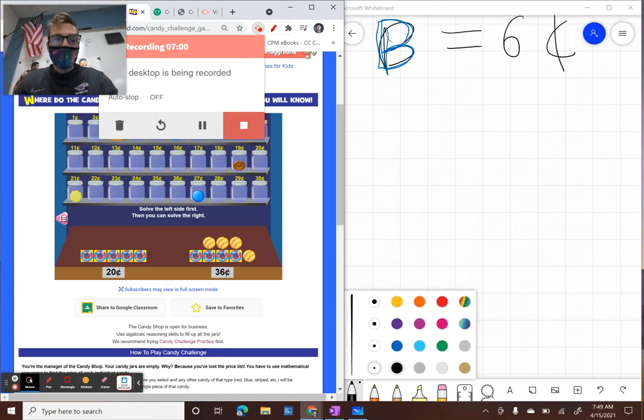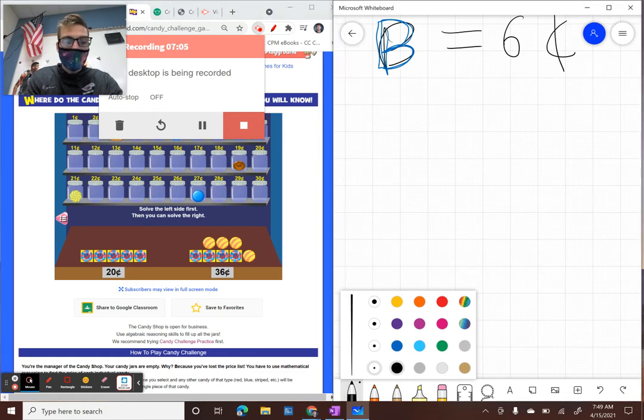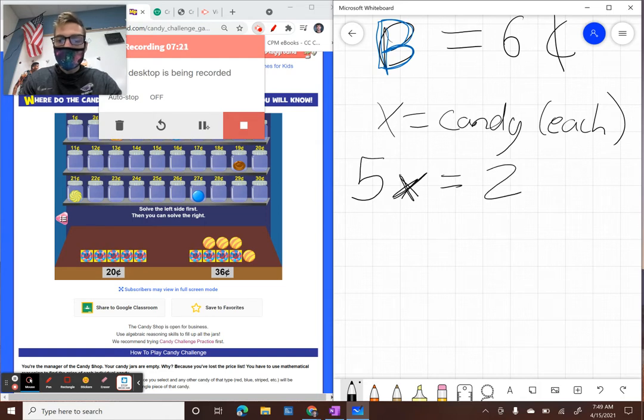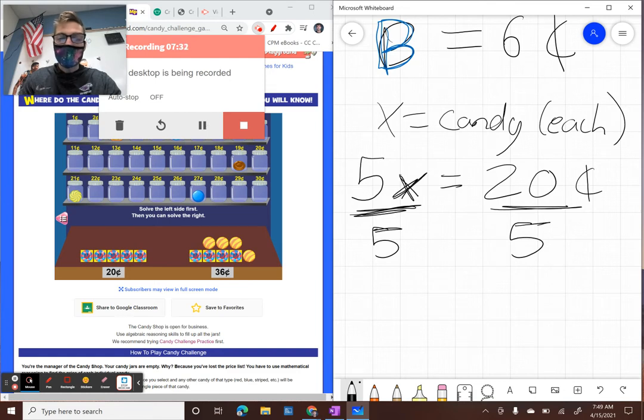All right, so hopefully you've had a chance to try to set it up. So here, since we have our 5 candies on the left side, we're going to go 5 times, we'll use X as our missing candy for each of the costs. So we're going to do 5 multiplied by X equals 20 cents over on that left side of the equation. And so here we're going to try to get X by itself. So we're going to divide each side by 5. That's how many pieces of candy there are. And that's going to leave us with X equals 4 cents.